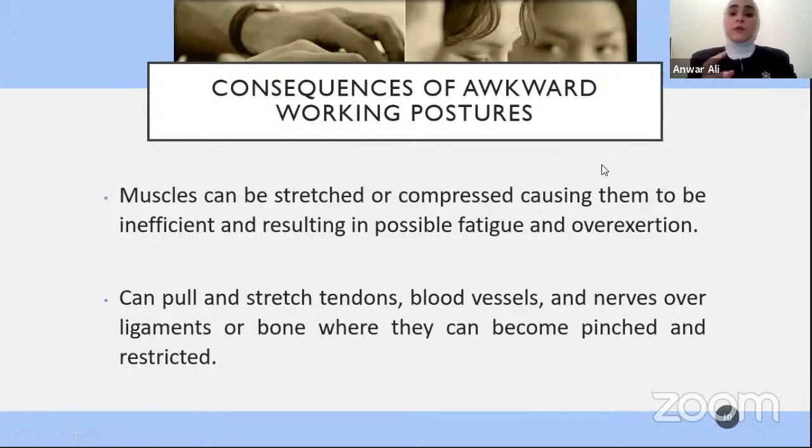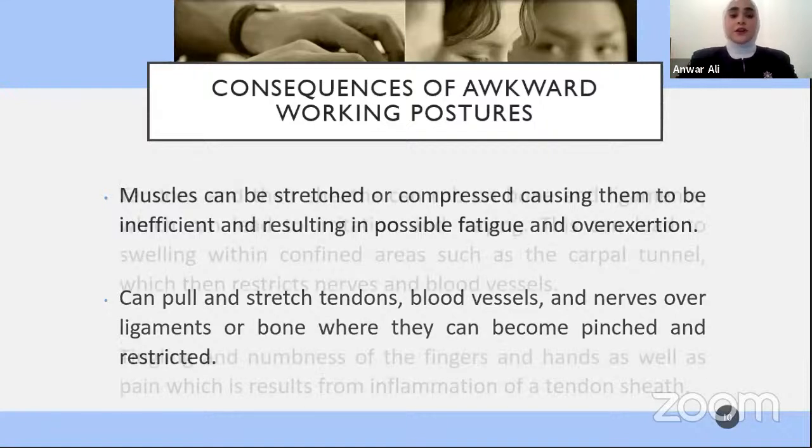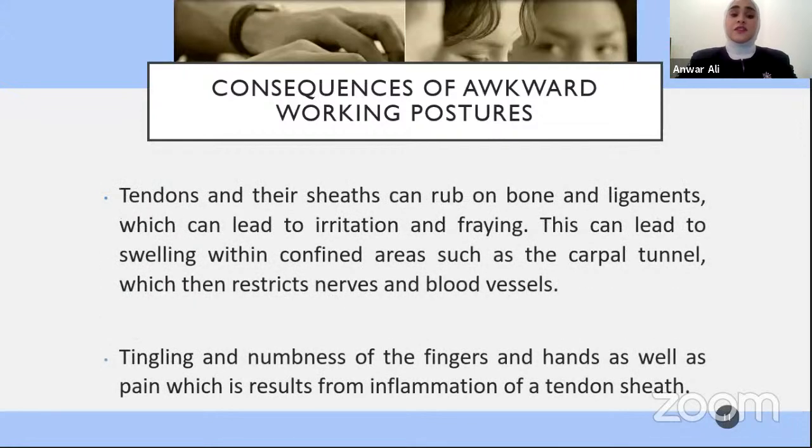muscles can stretch or compress, causing them to be inefficient and resulting in possible fatigue or overextension. It can pull and stretch tendons, blood vessels, and nerves over ligaments or bone, where they can become pinched and restricted. Thirdly, the tendons and their sheaths can rub on the bone and ligaments, which can lead to irritation and fraying. This can lead to swelling within confined areas such as the carpal tunnel, which restricts nerves and blood vessels. Finally, we have tingling and numbness, which is a common issue when working, especially office work, of the fingers and hand, which results from the inflammation of the tendon sheath.